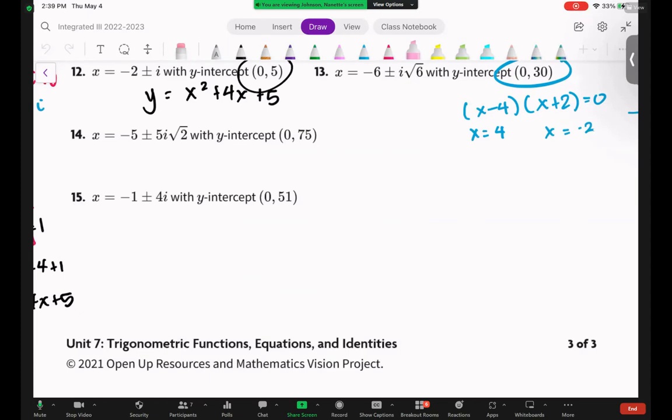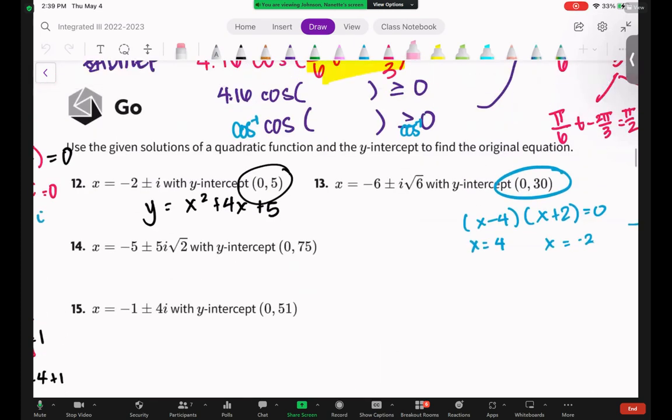Okay, so we are back and we are going to be doing 7.2 Ready, Set, Go number 14, which the directions say use the given solutions. So these are solutions of a quadratic function and the y-intercept to find the original equation. The way I want you to picture this is that all you're doing is going backwards.